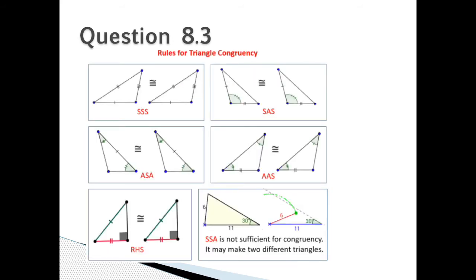There are a couple of rules for congruency. For example, side, side, side, or side, included angle, side, or angle, side, angle, or angle, angle, side, or right angle, hypotenuse, side. Side, side, angle is not sufficient for congruency. It may make two different triangles.